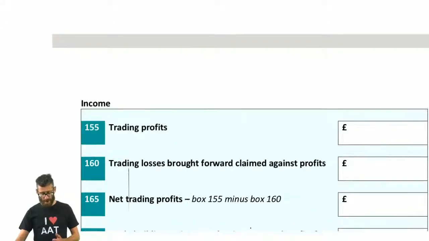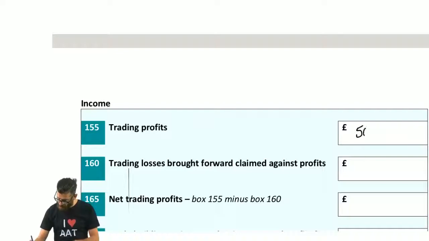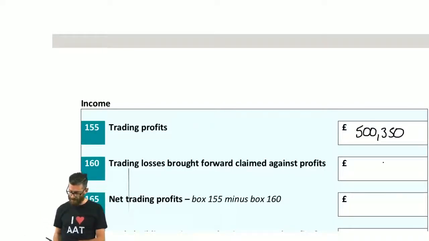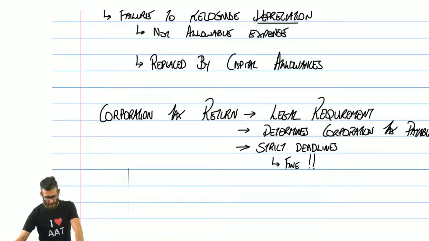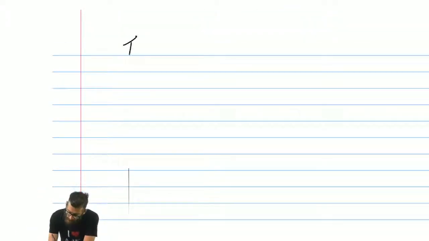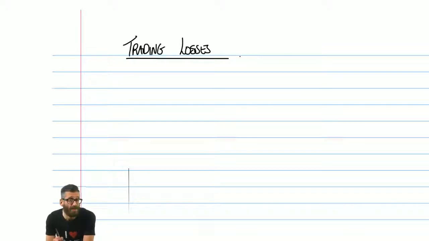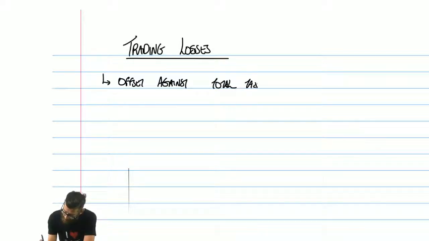We continue and we now have trading profits. So here I'm going to place our 500,350. Here's our first situation that we must deal with, because in box 160, the trading losses brought forward and claimed against profits. Now I'm sure you guys are strong here, but let's just return to basics, shall we? Trading losses. Well, these are an allowable deduction, but we can offset against total taxable profit in the year that this arises.